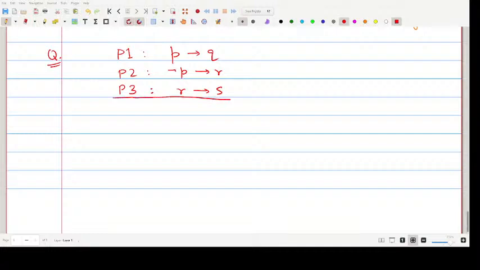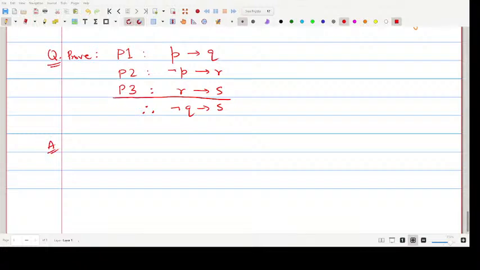So here in this case, we need to prove that this is valid. P1 is P implies Q, P2 is negation P implies R, P3 is R implies S. Therefore, negation of Q implies S. This is what we have to prove, the conclusion we have to prove. Very quickly we are going to solve this problem because it is extremely easy to solve.